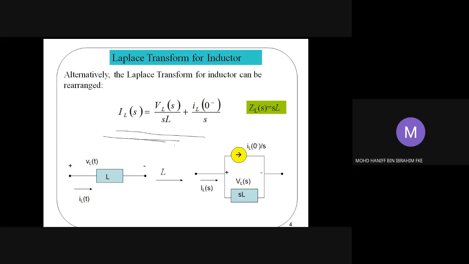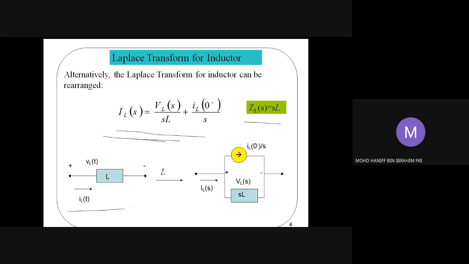Okay, the same thing applies in which the impedance is still sL. We just change the orientation. Previously it was the voltage in terms of the current, but here it is the current in terms of the voltage. As I mentioned, the equation here will be very useful when we are dealing with Kirchhoff current law. If this is your component, the inductor component can be written in this particular form, which is based on these equations here.